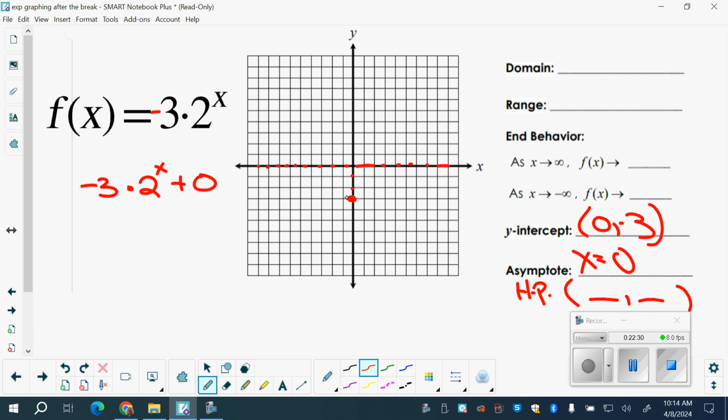Now my helping point is a little bit tricky. I'm going to plug in 1. 2 to the 1 is 2 times -3 is -6. 1, -6. It's way the heck down here. 1, 2, 3, 4, 5, 6. Look, it's stretching this guy out. So here's what it looks like. It cruises right next to my lava line, and it shoots out that way. That's a cool looking graph. I really like that, dude.